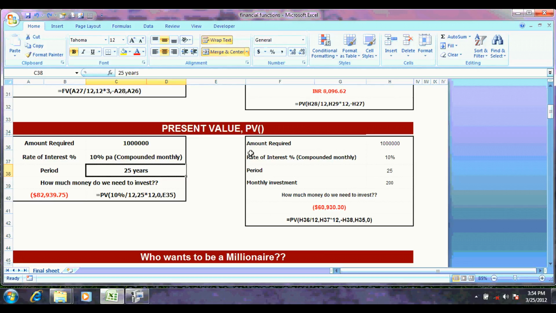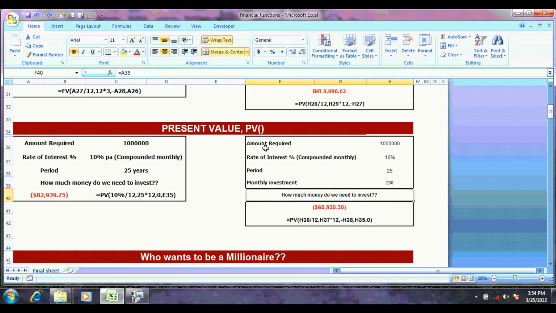Fine. Now let's do one more example. Suppose the amount required is again 1 million, the rate of interest is 10%, the period is 25 years, and the monthly investment which you can do is 200. So how much money do we need to invest?